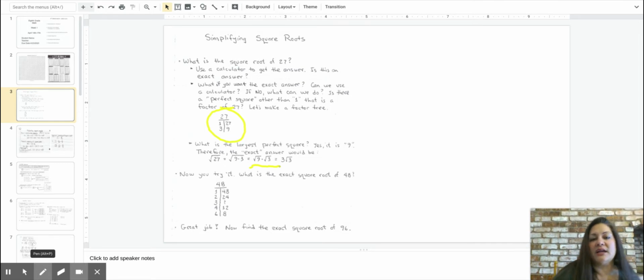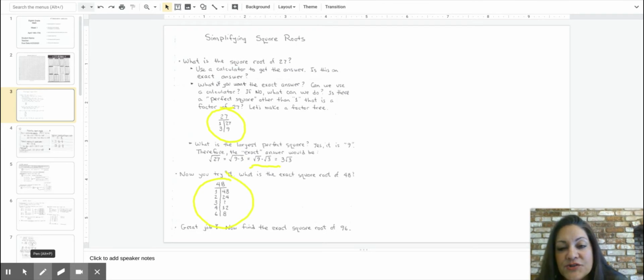It says, now you try it. What is the exact square root of 48? Okay, so here is our factor tree. 1 times 48, 2 times 24, 3 times what? 4 times 12, 6 times 8.